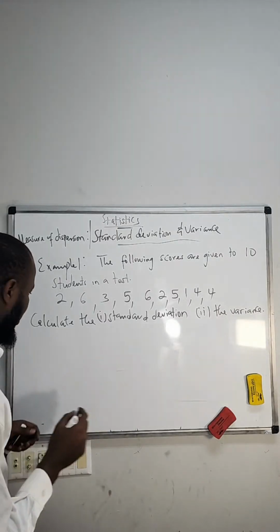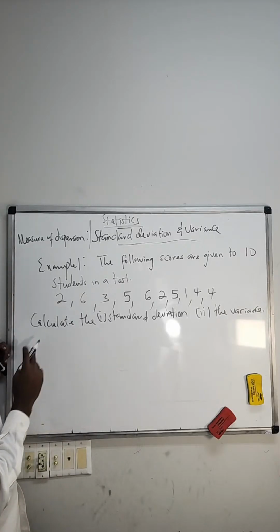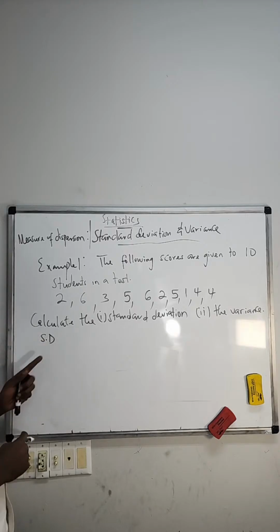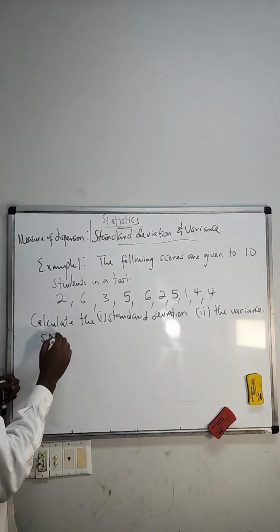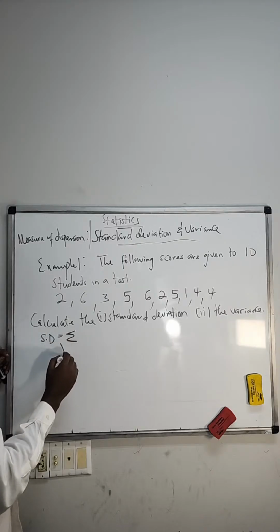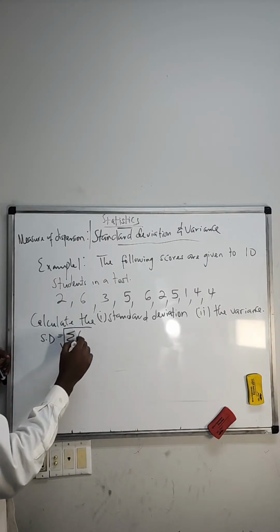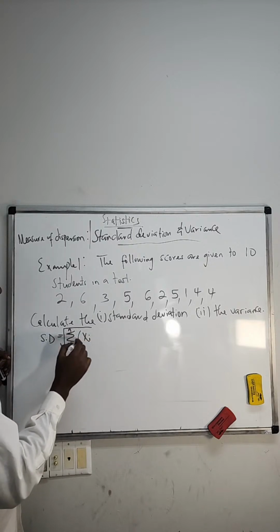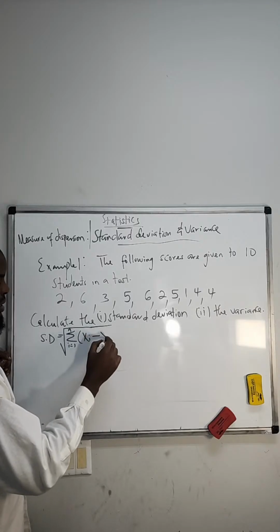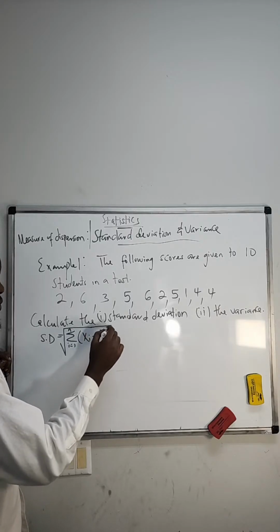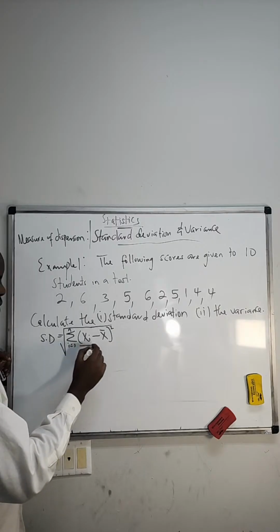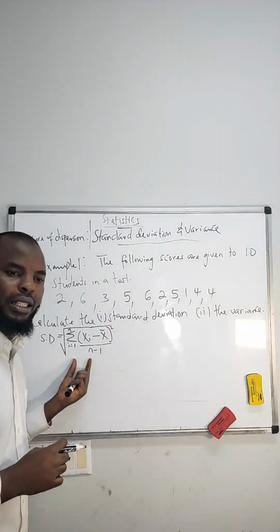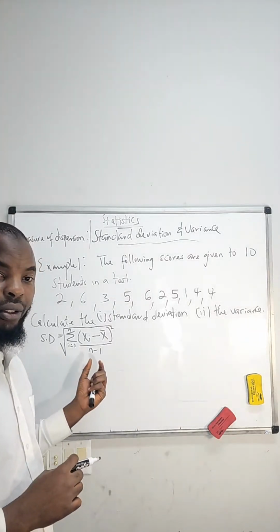I'm going to give you the formula for calculating the standard deviation. I'm going to use SD to represent standard deviation. The formula is the square root of the summation of xi, where i is from 1 to n, minus x bar, which is the mean, squared, over n minus 1. This is for the sample standard deviation.